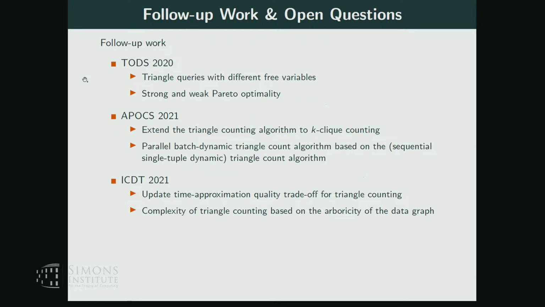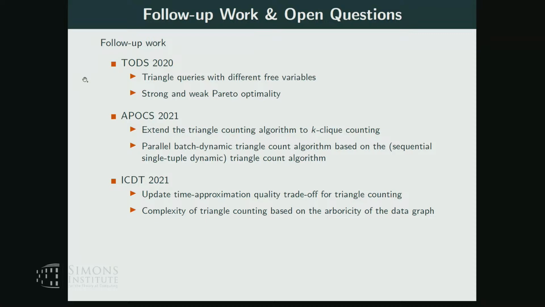Good. So there was actually follow-up work in TODS where we look at triangle queries with different free variables. Here I showed you only the case where we computed a scalar. But what happens if you want to output, for instance, the edges, right? Or the triples that represent the triangles. There we actually analyze various notions of optimality for these queries.